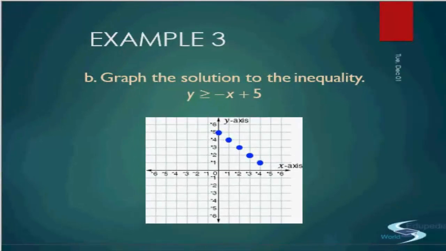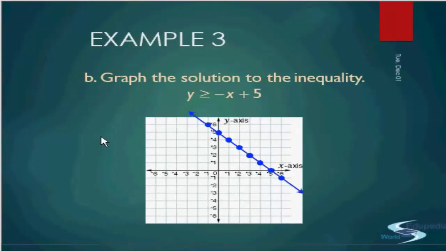By plotting these points, we get a straight line that we can plot, of course. And once we are done with that, we can then find out which part to shade.